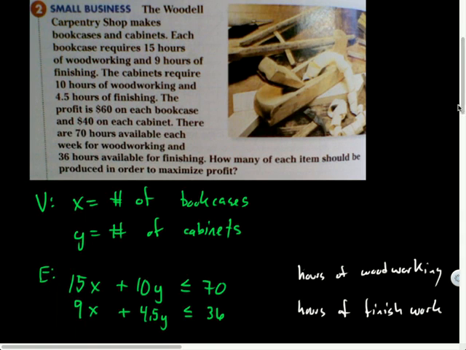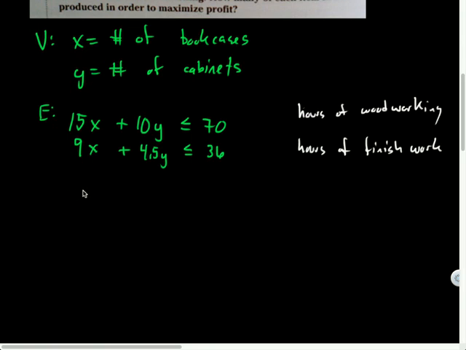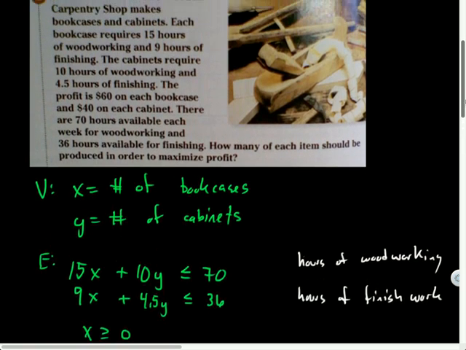All right, so let's see. I assume that I cannot have a negative number of bookcases. Antimatter bookcases do not exist, and neither do cabinets. Unless you decided to buy your bookcases from someone else. That would be the equivalent of a negative bookcase, perhaps, in this universe.